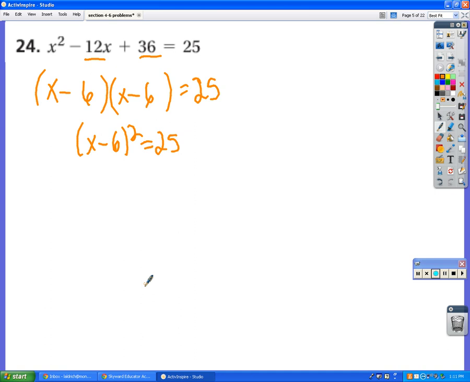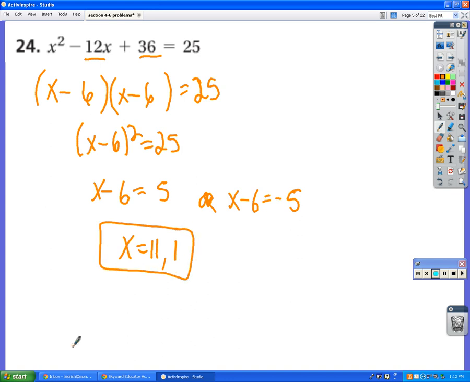Now that I have something squared equals a number, I'm going to square root both sides. The square root of x minus 6 squared is x minus 6. The square root of 25 is 5, or x minus 6 could be negative 5. If x minus 6 equals 5, add 6 to both sides, and one of my answers is 11. Or if x minus 6 equals negative 5, add 6 to both sides, you get x equals 1. So my two answers in this case are 11 and 1.